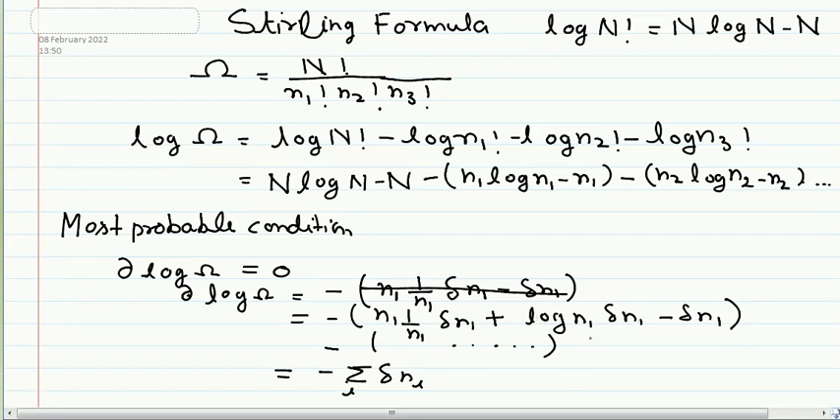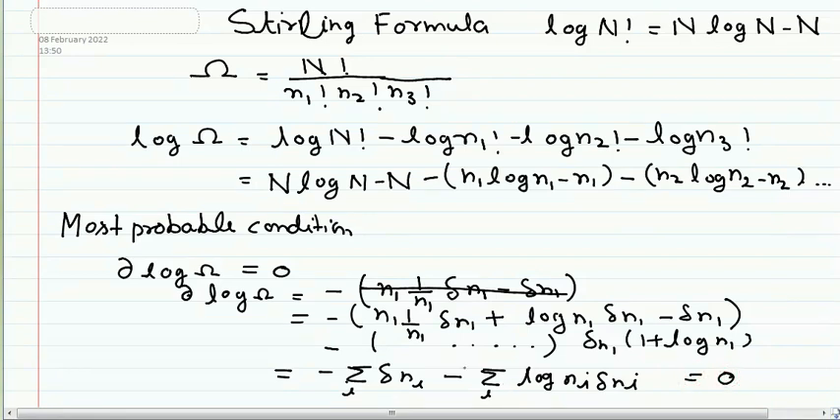यहाँ पे एक स्टेप आप ऐसे लिख सकते हैं, ये कैंसिल हो जाएगा, and if we take delta n1 common, then it will be 1 plus log n1. So और ये delta n1 अलग ही रहेगा. So if we collect all these terms, then it will be minus summation over i delta ni, and then minus summation over i log ni delta ni, and then that will be equal to 0.